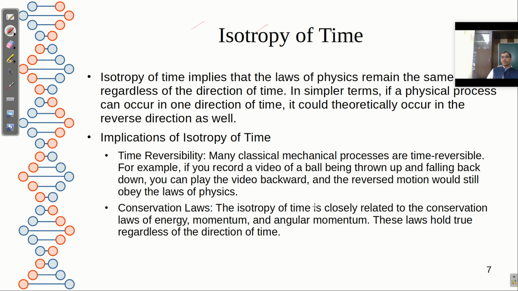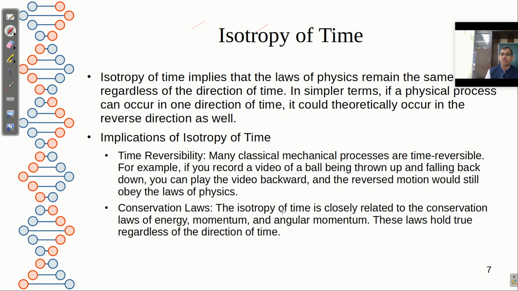In simpler terms, if a physical process can occur in one direction of time, it could theoretically occur in the reverse direction as well. An implication of the isotropy of time is time reversibility. For example, many classical mechanical processes are time reversible. If you record a video of a ball being thrown up and falling back down, you can play that video backward. It means if I play that video backward, the reverse motion would still obey the same law.